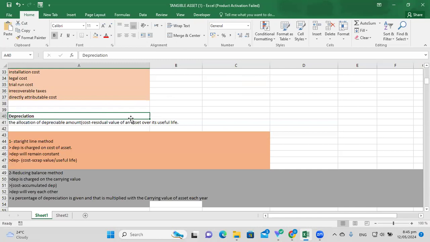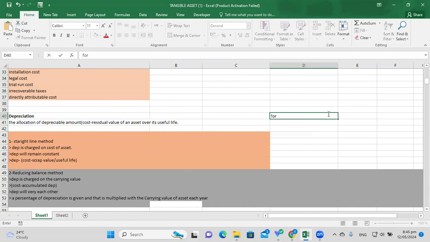Now, what is depreciation? First I will come to the definition and then I will explain what depreciation is. The definition is: the allocation of the depreciable amount, cost minus residual value, of an asset over its useful life. Okay. So now, what is depreciation?